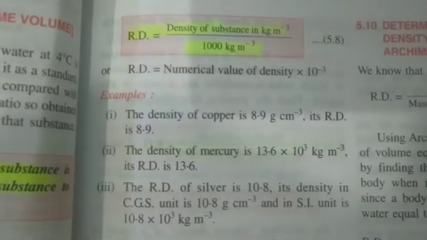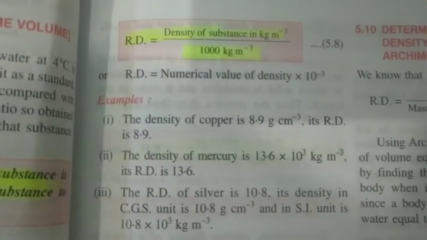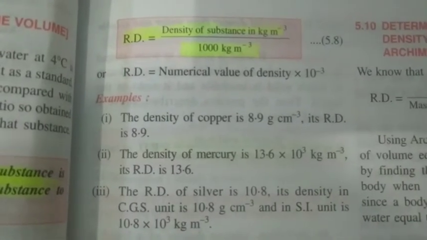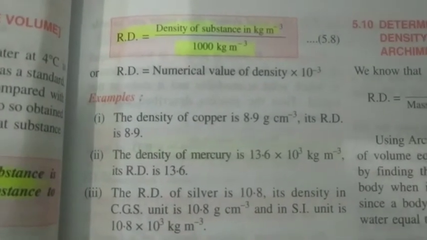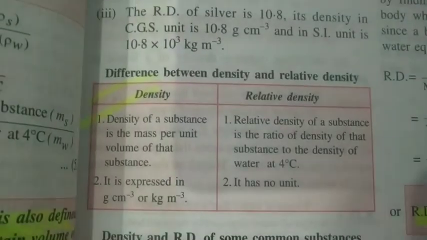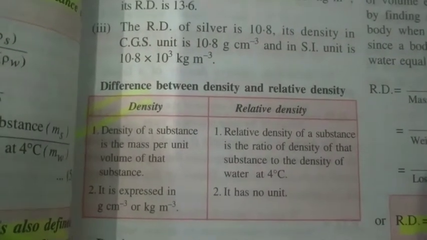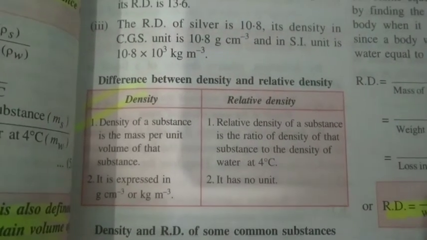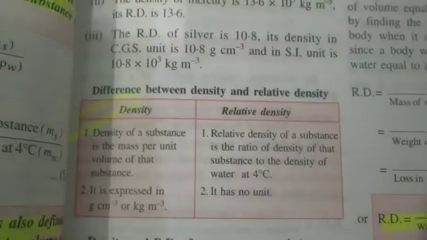Here is this formula. For example, if the density of copper is 8.9 g cm^-3, then its relative density will be 8.9. Next are the differences between density and relative density. Density, we read that, you can write, it's very simple.